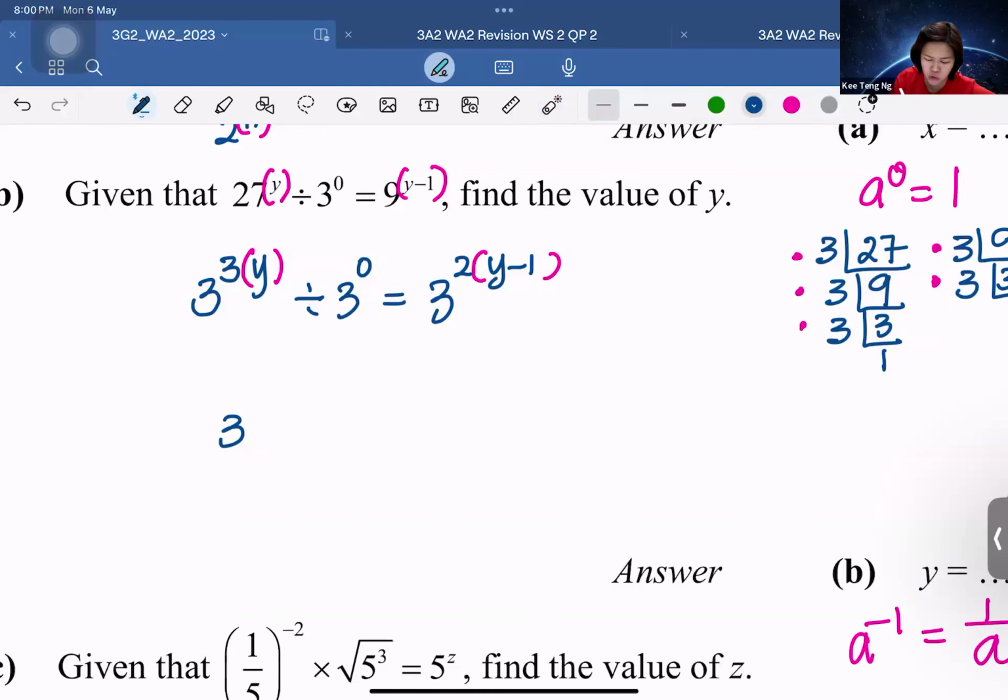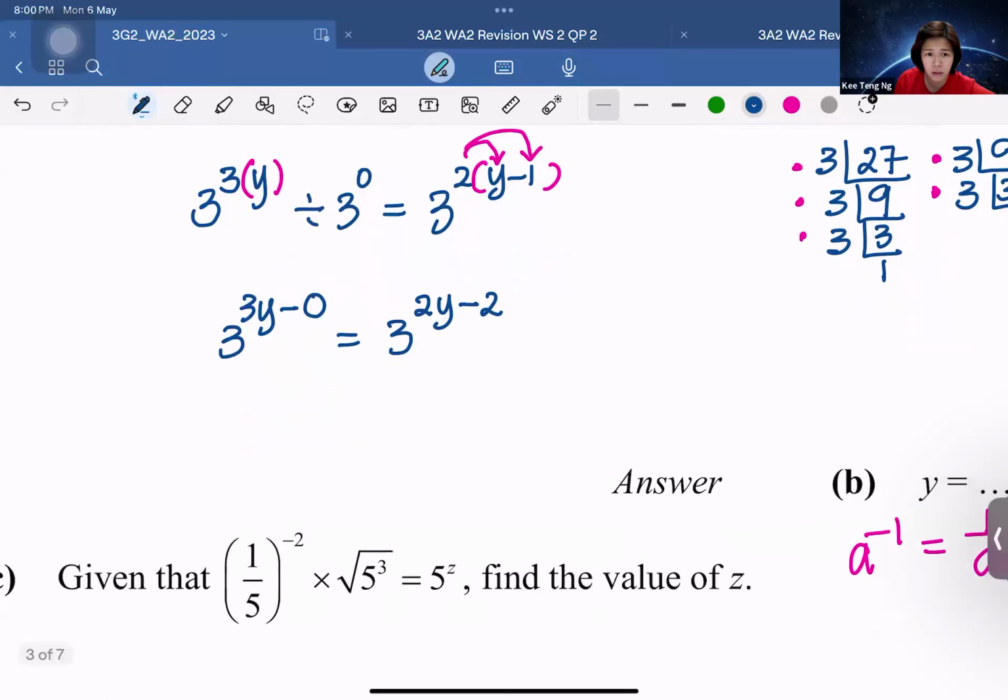So this one will be 3y minus 0. Actually, technically, 3y minus 0 is just 3y on its own. But this portion over here, this will be 2 times y, 2 times 1. That will give me 3 to the power of 2y minus 2.